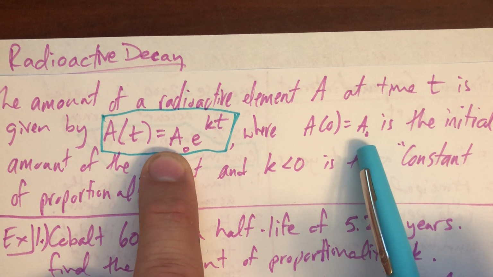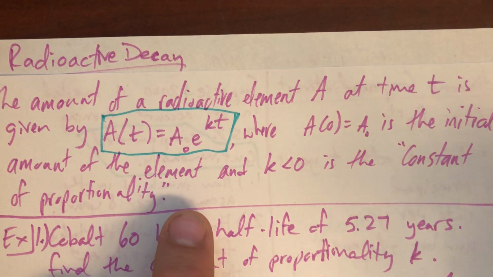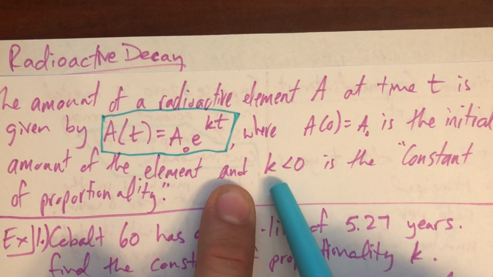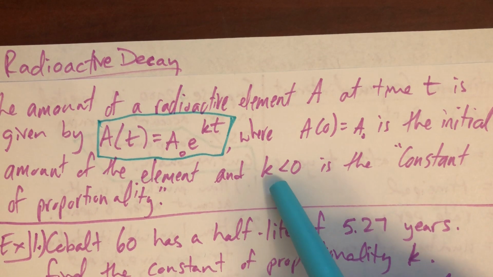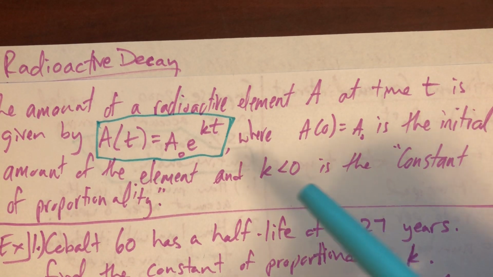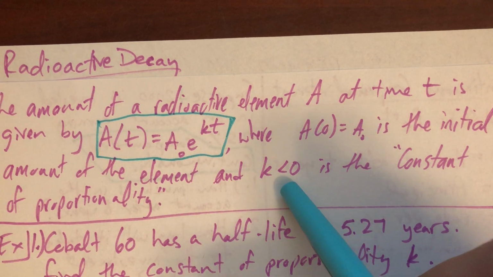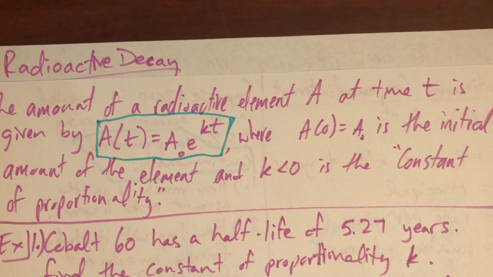A sub 0, this is the initial amount of the element. So that's still an initial amount. So really we're doing the same exact thing. But our K value is going to be smaller than 0. In the interest problems, usually our K was bigger than 0 because we wanted to gain money, right? Our interest got bigger and bigger. So our number here was larger than 0. But here it's going to be smaller than 0 because we're going to see how much time it takes for the radioactive element to decay, not to grow.